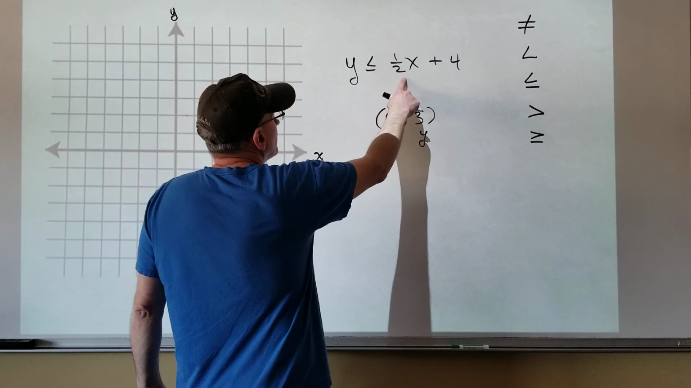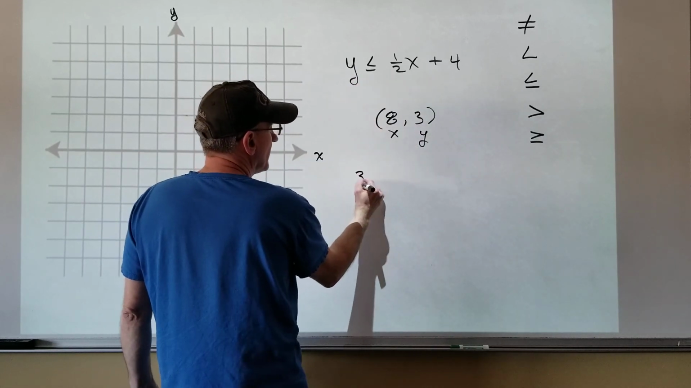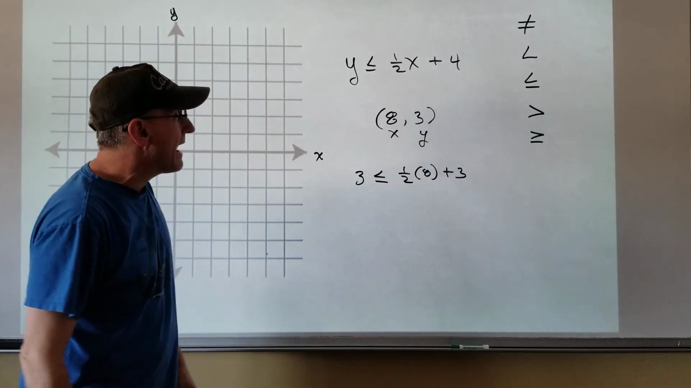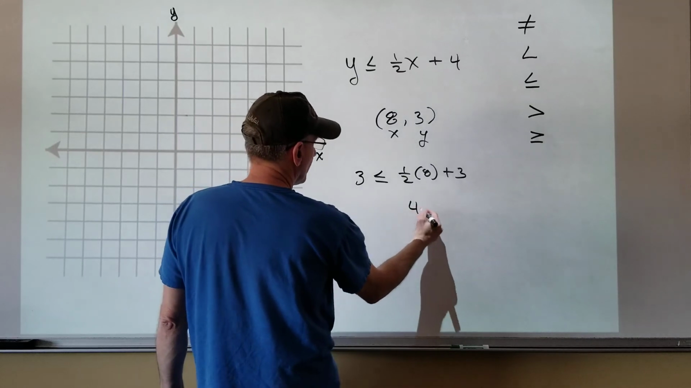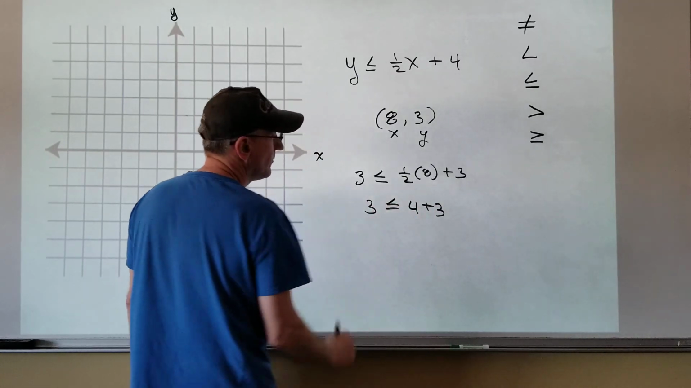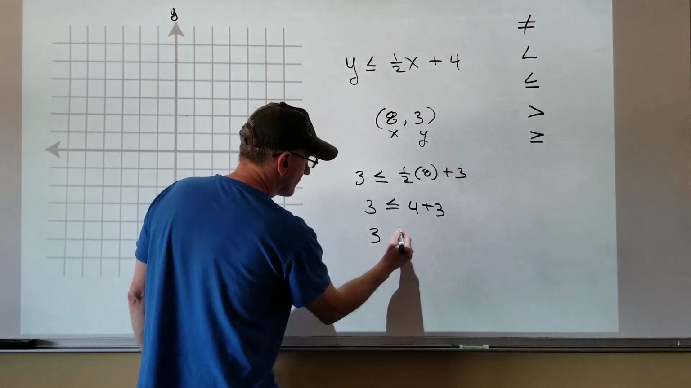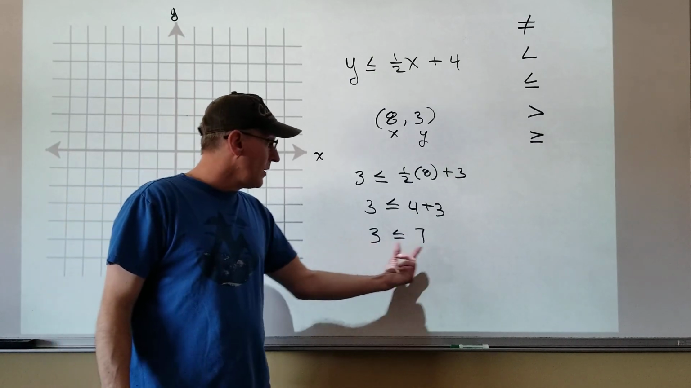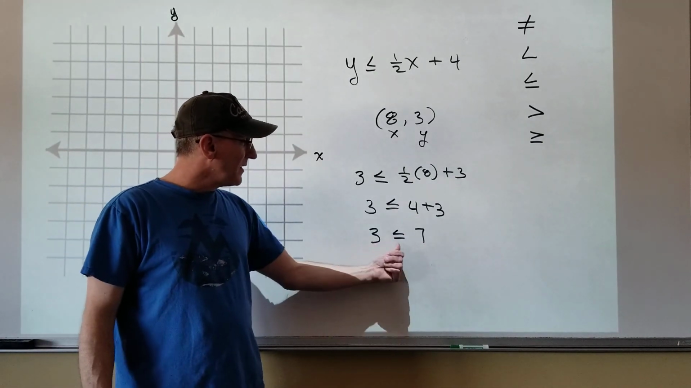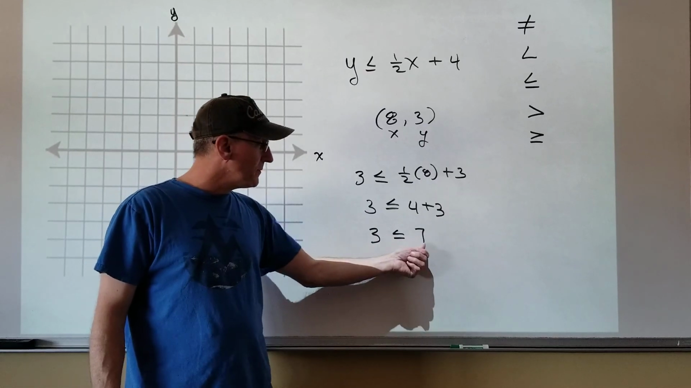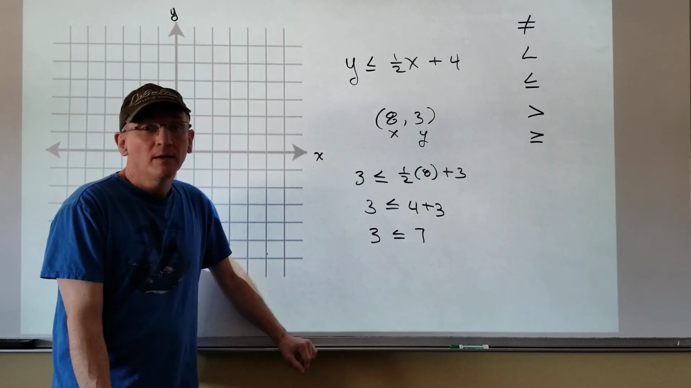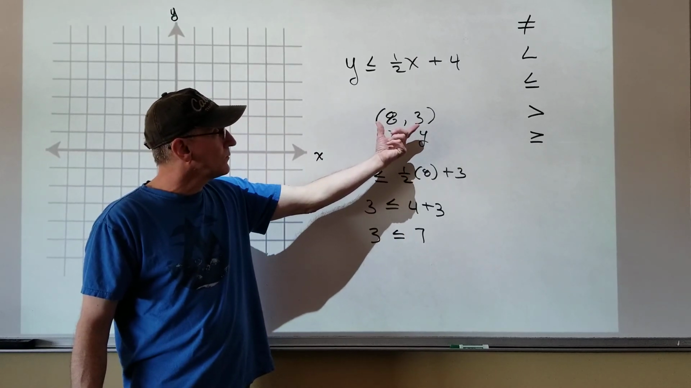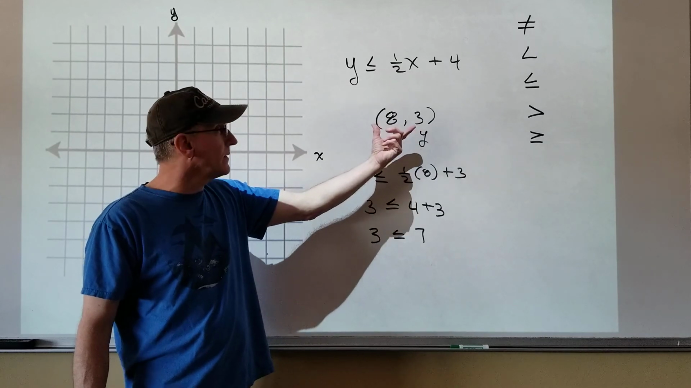If x is 8 and y is 3, I can plug these in, and that would look like this. Half of 8 is 4. 4 plus 3 is 7. Now we can decide whether or not this inequality is true. Is it true that 3 is less than 7, or that 3 is equal to 7? Yeah, 3 is less than 7. Because this came out true, you can go back and you can say 8, 3 is either the solution or at least one of the solutions.